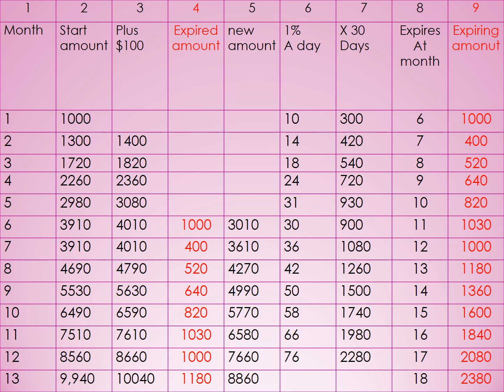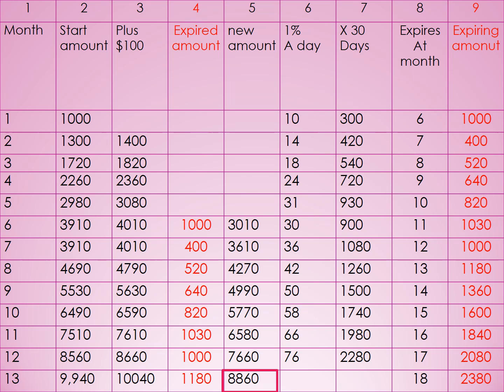Now that you have an idea of how this works, let's go all the way down to row 12 and let's take a look at end of year results. Actually, let's go all the way down to row 13, column 5. That is the beginning of month 13, the close of month 12. You have $8,860 at the close of month 12, beginning of month 13.